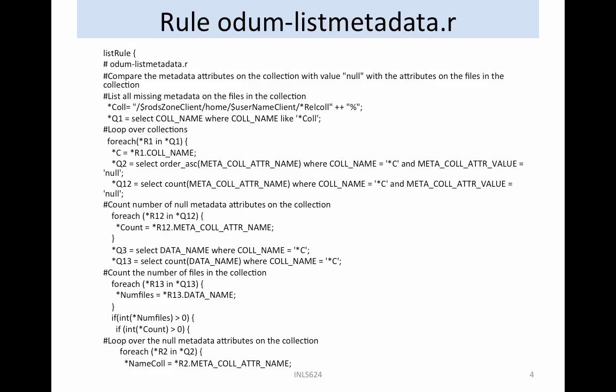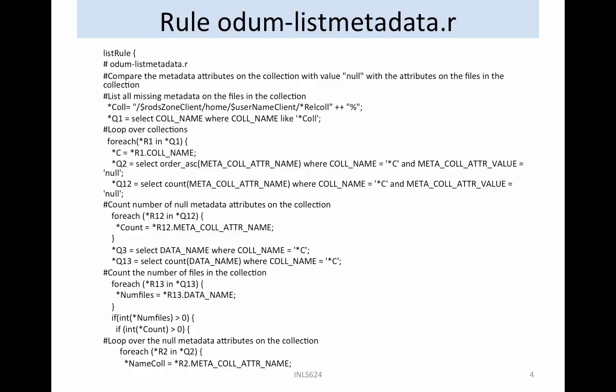The ODM list metadata.r rule is shown here. The rule is used by data repositories to identify all files that are missing required metadata. The rule assumes that the required metadata attributes have been assigned to the collection in which they are arranged. The approach allows each collection to have a different set of metadata attributes. A version of the rule can be created that writes to a log file instead of to standard out.